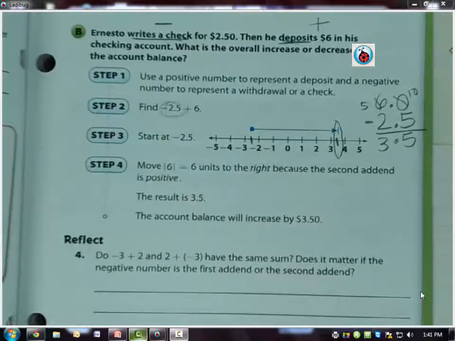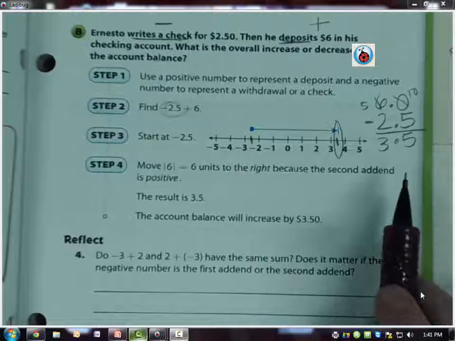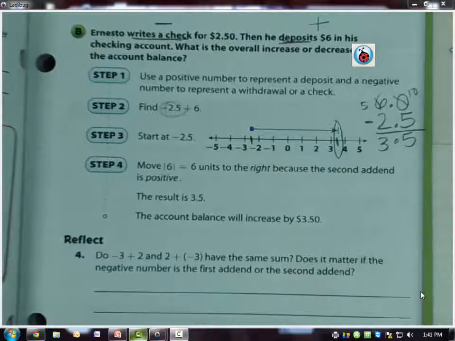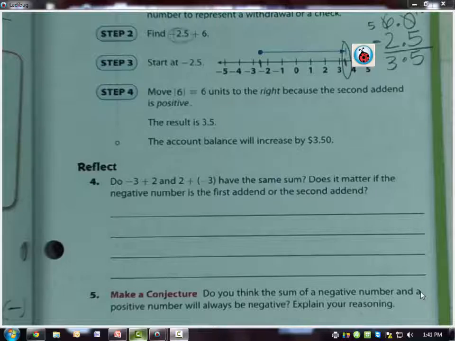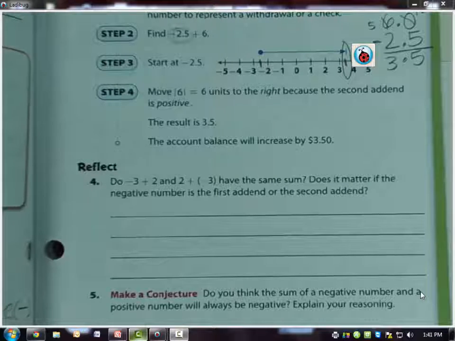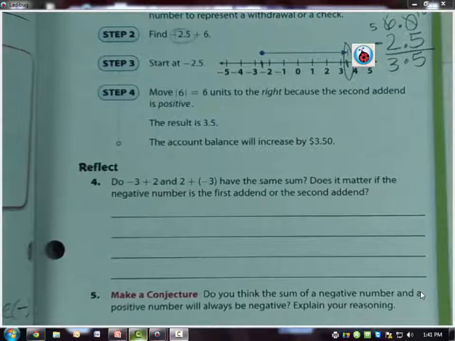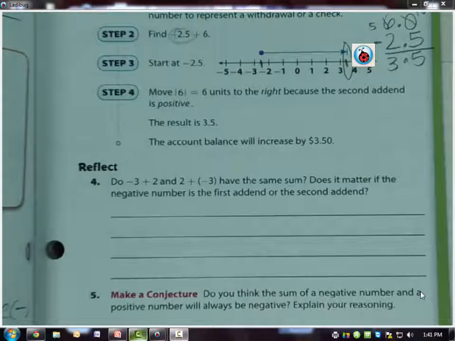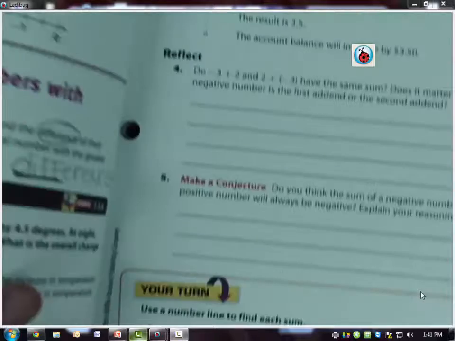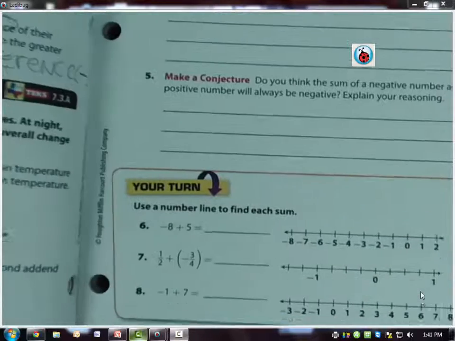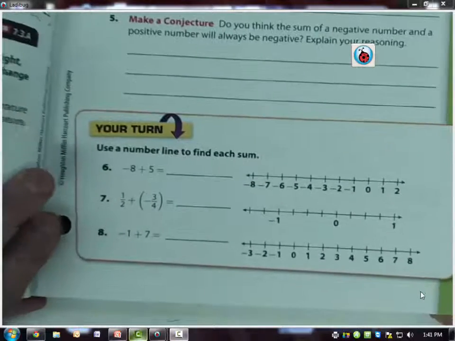Since we're running out of time, let's just skip reflect here and move on to 6, 7, and we'll go over 4 and 5 in class, because those are some more vocab that we don't have time for on this video. I want you to pause me and try these with an answer, and I want you doing it on the number line. So pause me for a second.